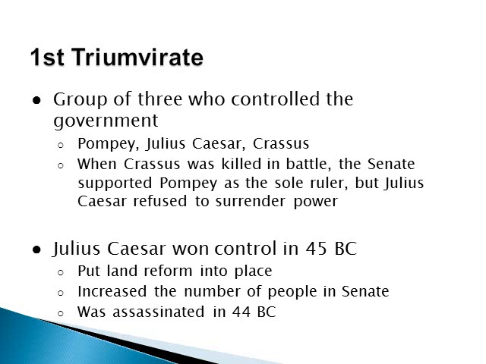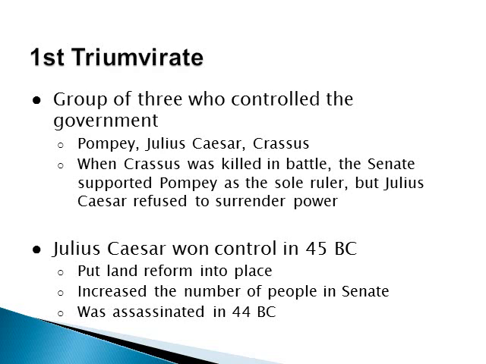After this time period, there emerges a group of three who controls power in the government. They're known as the First Triumvirate. And it consisted of two military leaders, Pompey and Julius Caesar, and then one of the wealthiest men in the Roman Empire, Crassus.